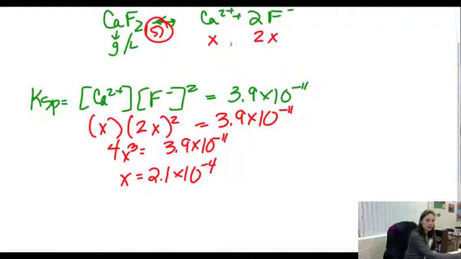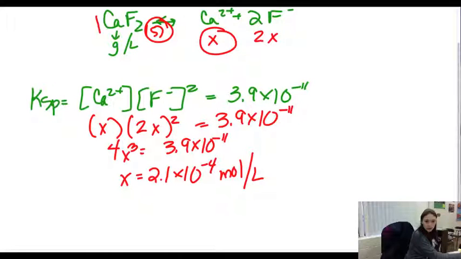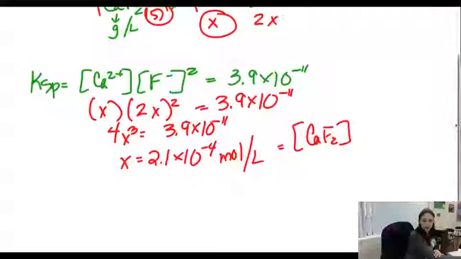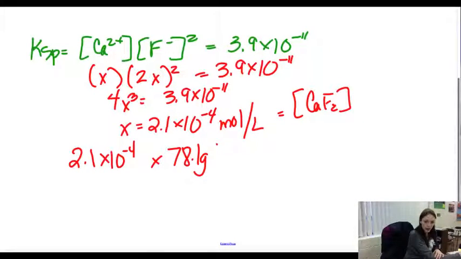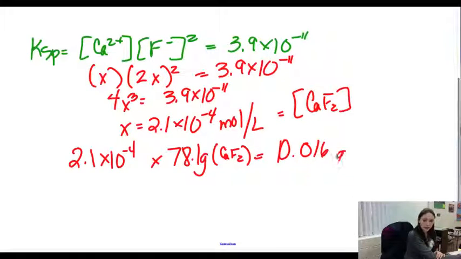Now this is the concentration of my ions, which is so many moles per liter. Well, Ca2+ to CaF2 is 1 to 1, so whatever amount of Ca2+ that I formed and dissociated is how much CaF2 in moles that I had. So this is also my concentration of CaF2, but I want it in grams per liter. So all I do is take my 2.1 times 10 to the negative fourth times my molar mass, which is 78.1 grams, because that's the molar mass of CaF2. That's going to give me 0.016 grams per liter.